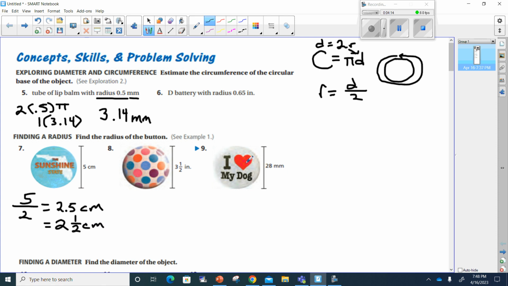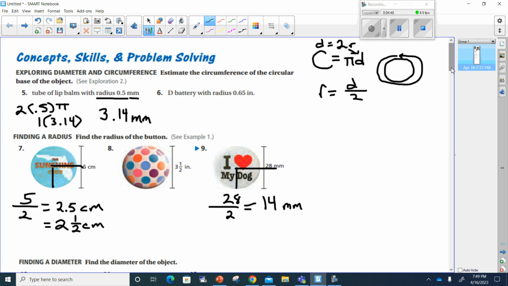All right, let's go to number 9 now. Again, we're finding the radius. This is 28. So this is going to be 28 divided by 2. This is going to be equal to 14. So that's going to be 14 millimeters. And again, this is a distance. The radius is from the center to one end, which is half of my diameter, right? The distance all the way across is my diameter. So all we're finding is halfway across.